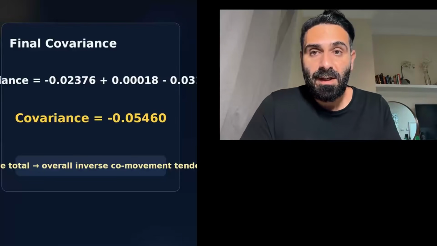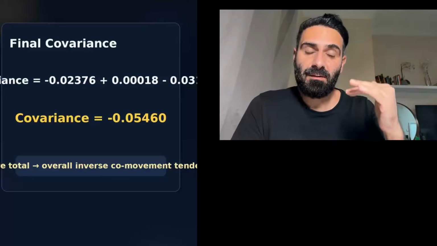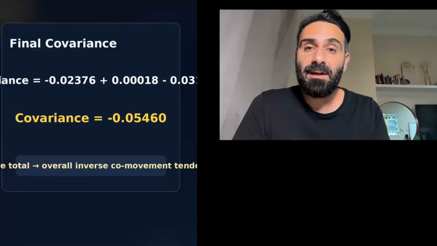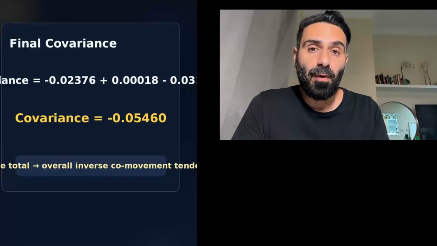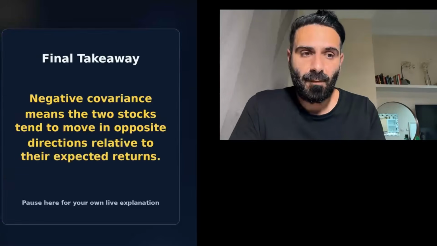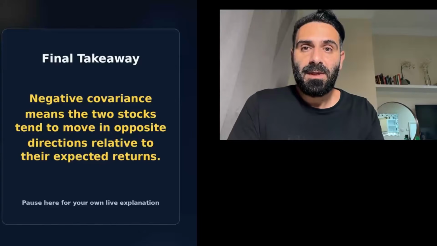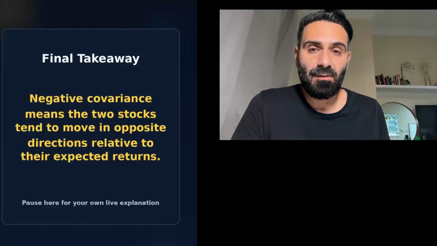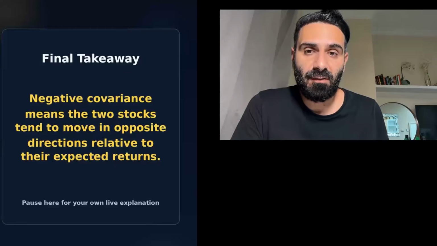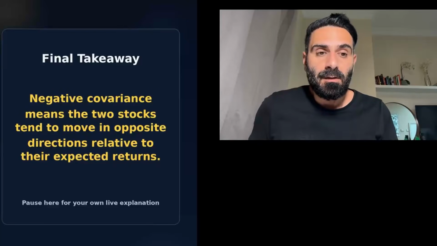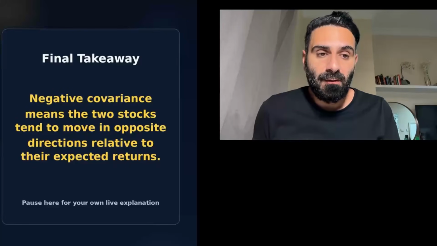Now finally, you're going to sum the three results you got from the three rows, and you will get a covariance of minus 0.0546. So you can round it to minus 0.055. This result means that a negative covariance indicates the two stocks tend to move in opposite directions relative to their expected returns. So this is the interpretation of the covariance.